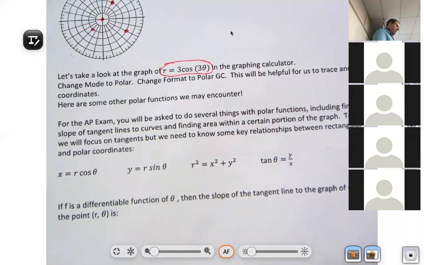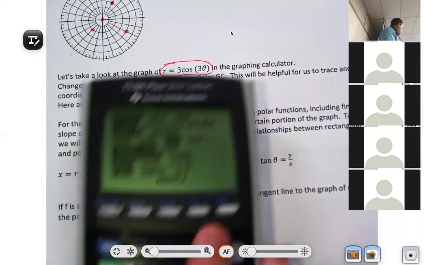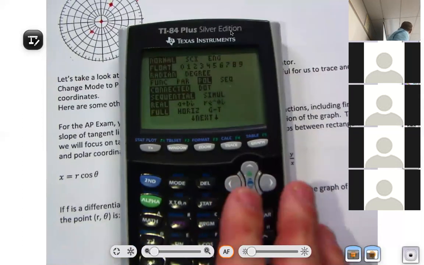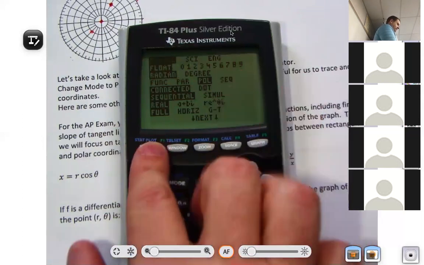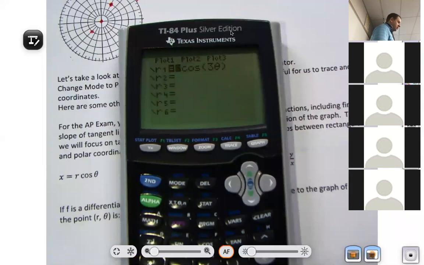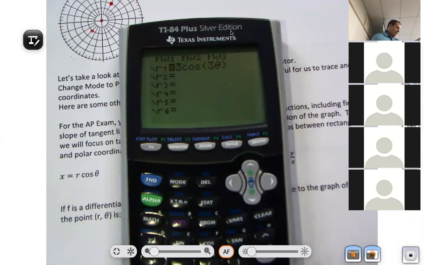So again, like with parametrics, I would change my mode, but this time I'm going to change it to polar mode. So it says function, parametric, polar. So change it to polar. Then go to y equals, and now your functions are r equals. And I entered 3 cosine 3 theta.